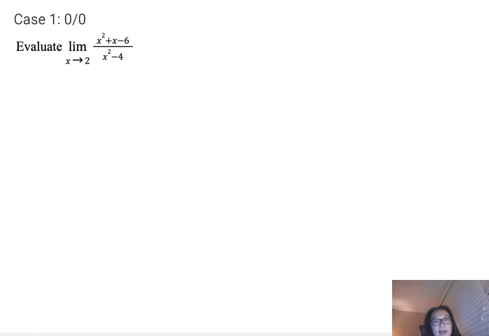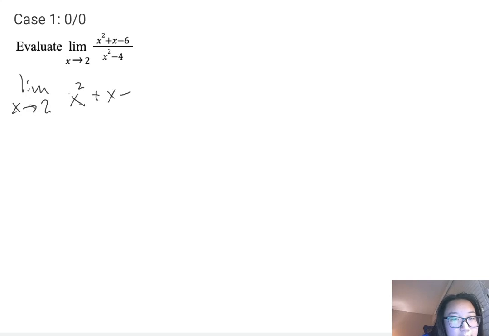Moving on, we're going to look at the first case of L'Hopital's rule. To do so, let's first look at an example. Evaluate the limit as x approaches 2 of x squared plus x minus 6 over x squared minus 4. Let's look at the numerator and the denominator separately, applying what we did in the first problem to what we're going to do here.